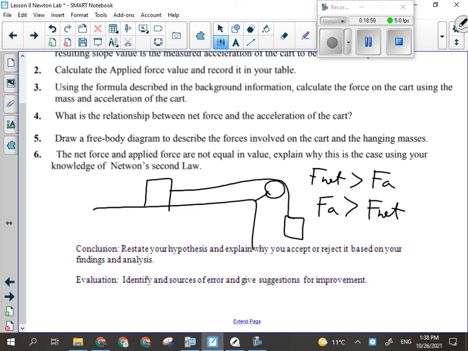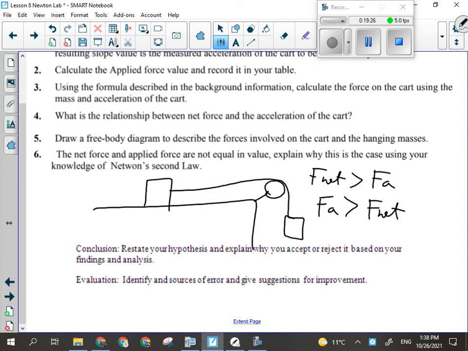So that's how you would answer 6 and 5. You've got to figure out this part for 6 so you know what forces to put on your free body diagram for question number 5. Everybody with me there? So this is the part that requires you to do a little bit of thinking. Look at what situation you have. Is your net force bigger than your applied force? Is your net force smaller than your applied force? And figure out why, what other forces might have been involved.